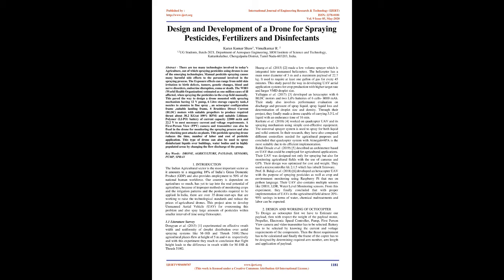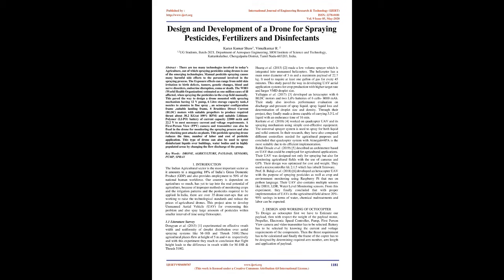This paved the way to design a drone mounted with a spraying mechanism having a 12V pump, a 6-liter storage capacity tank, 4 nozzles to atomize in fine spray, an octocopter configuration frame, a suitable landing frame, 8 brushless direct current, BLDC, motors with suitable propellers to produce the required thrust of about 38.2 kg at 100% RPM, and a suitable lithium polymer, LiPo, battery of current capacity 22,000 mAh and 22.2 V to meet the necessary current and voltage requirements.